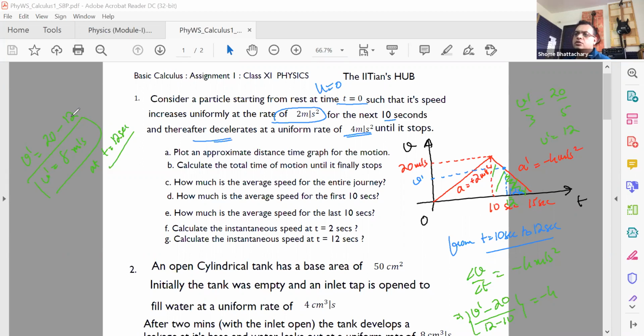Wait, I've got this wrong. This should not be 8. It should be 12 meters per second. No? It should be -8. So, because this thing you can see is 2 into 4, no? So it's -8. So this should be 12. Yes, now it's clear. Okay, so hope these 2 questions are clear.